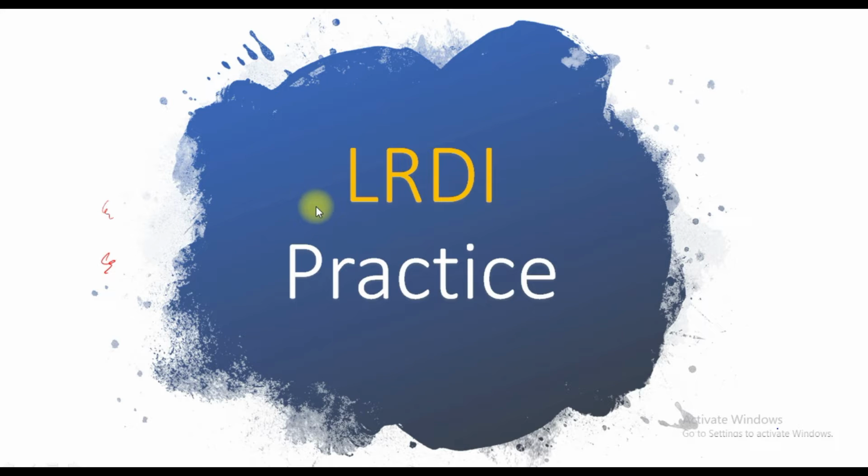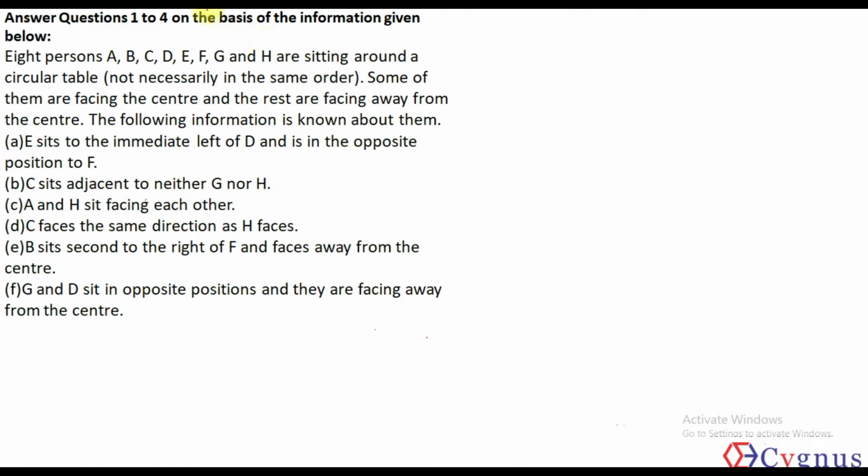Okay, so today we are going to discuss a case set based on circular arrangement. Let's look at the case set. 8 persons A, B, C, D, E, F, G and H are sitting around a circular table. Fine, 8 people are there. That means they'll sit opposite to each other, not necessarily in the same order. Some of them are facing the center and the rest are facing away from the center.